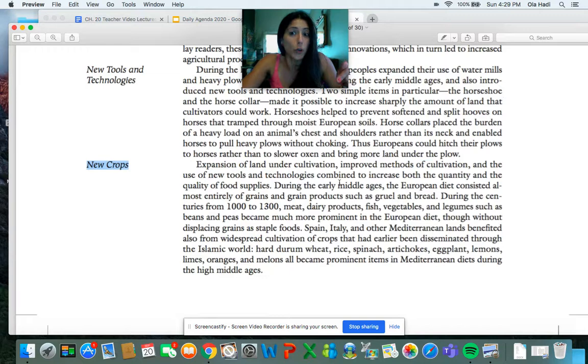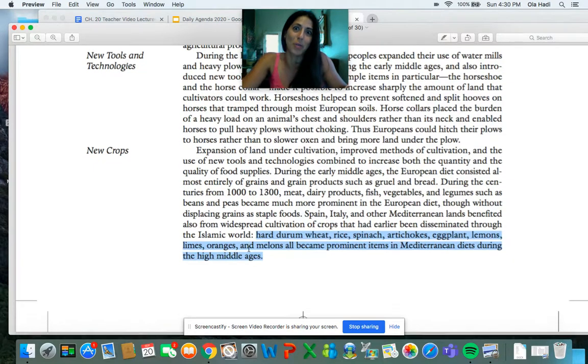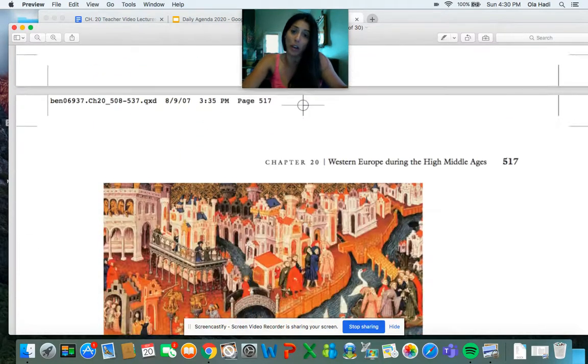You also have new crops being introduced to the diet. Grain was the primary diet of Europeans up until the High Middle Ages. So grain products, gruel, bread. And then by 1000 to 1300, they're changing their diet. There's a little bit more meat, more dairy, fish, vegetables, legumes, beans, peas, and of course there are all of these amazing foods that were spread because of contact with the Muslims. The Dar al-Islam expanding brought these new foods into the European diet, like lemons, limes, oranges. Imagine if you didn't have access to those, right? Prior to 1000, if you were living in Europe, you might not have.